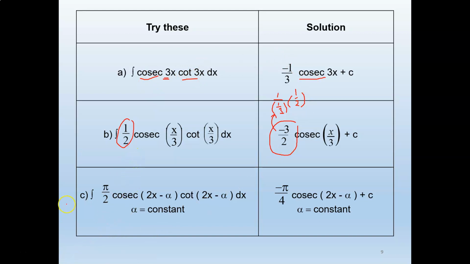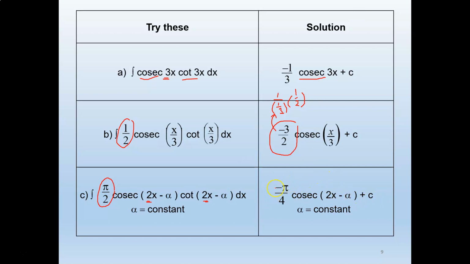It's the same for this one. Integration of pi over 2 cosec 2x minus alpha cot 2x minus alpha. And alpha is the constant. So, no need to worry about that. Just tengok what is at the front of the x. We have 2. And then you have another constant at the front over here. So that is our main constant. Okay, integrate cosec cot, you get cosec 2x minus alpha plus c.